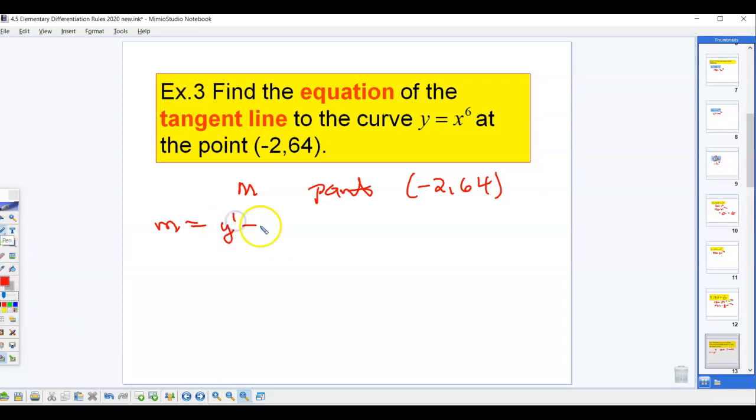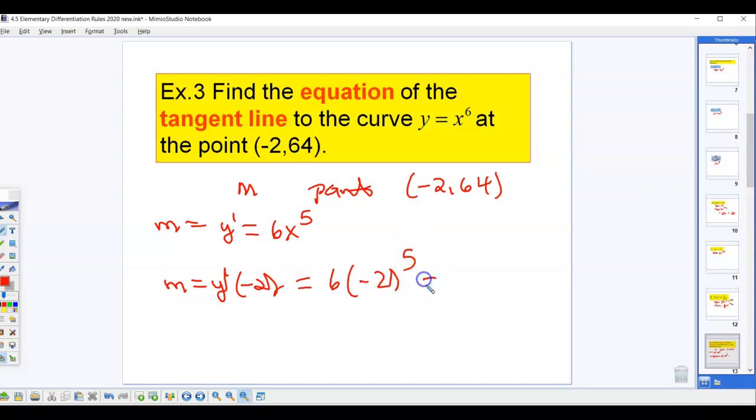So y prime is going to be the derivative of x to the 6th, which would be 6x raised to the 5th. So now I'm going to find the derivative evaluated at the point where x is negative 2. So if I plug negative 2 into the derivative, I get negative 2 raised to the 5th power.